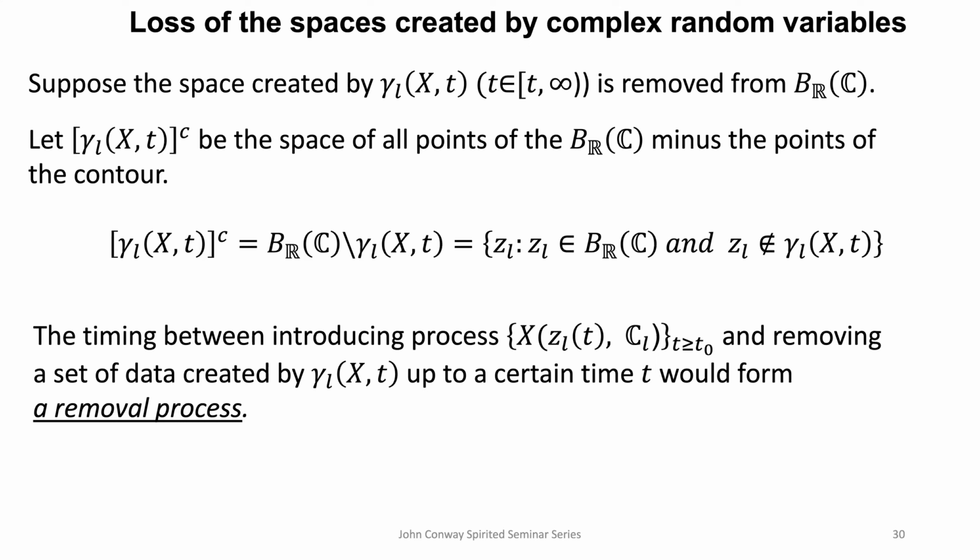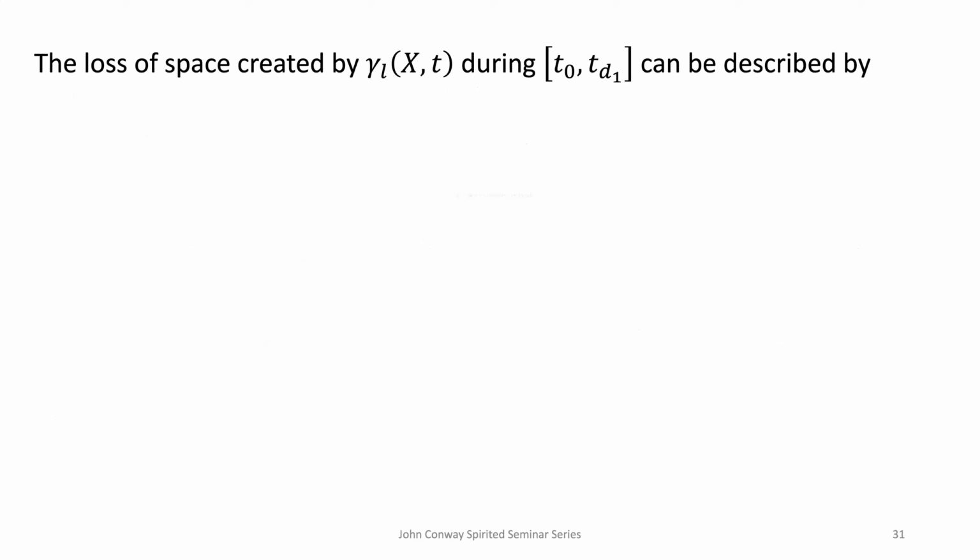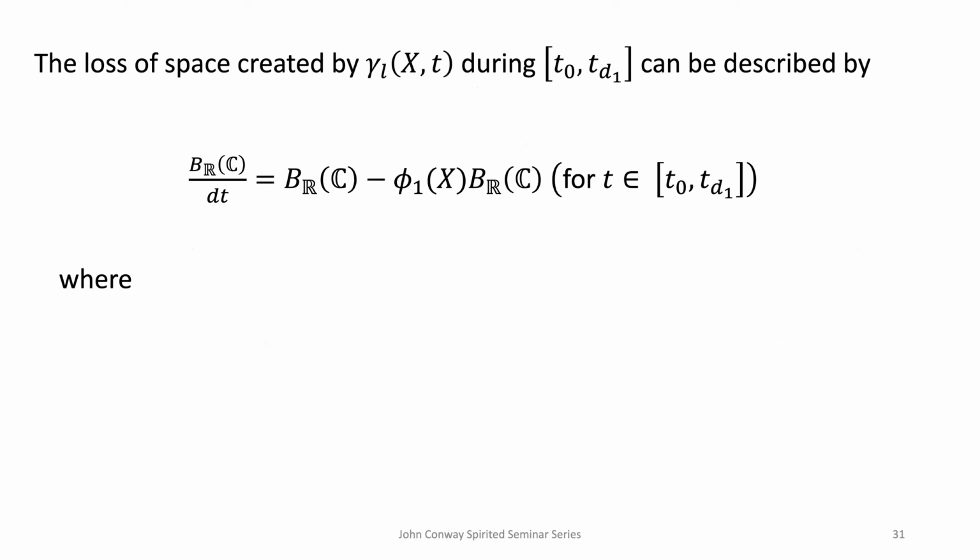The contour formation is also continuously happening. At the same time, after some time, the contour data is being removed from the bundle. So that removal process creates a loss of space during the interval. So first let TD1 be the time where we introduce this removal process. The initial value when the contour forms, and then that contour keeps on forming after TD1, but we start removing them. So that can be expressed using a differential equation, BRC.